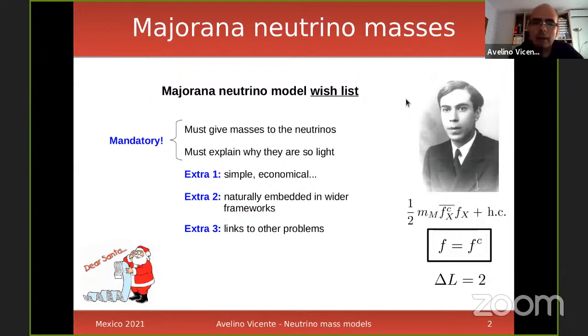But there are, of course, some extra things that we may be interested in. For instance, we may want our model to be simple, economical, with very few ingredients. Also, it would be great if it makes sense in a wider framework, for example in the context of grand unification or other ideas. And if you can also solve other problems in physics, like dark matter or the flavor problem, then even better. So there are many extras, but the 2 mandatory ingredients are to give mass to neutrinos and to explain why they are so light.